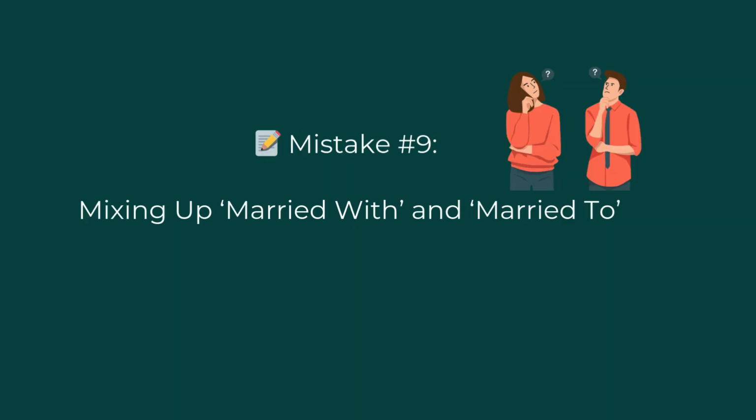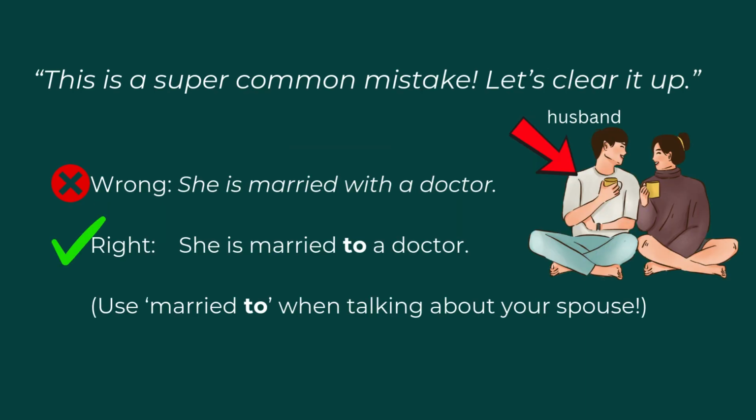Mistake number 9. Mixing up married with and married to. This is a super common mistake. Let's clear it up. Wrong: She is married with a doctor. Right: She is married to a doctor. Use married to when talking about your spouse.